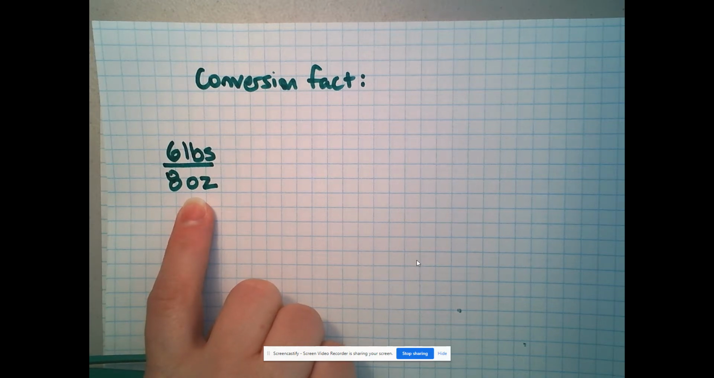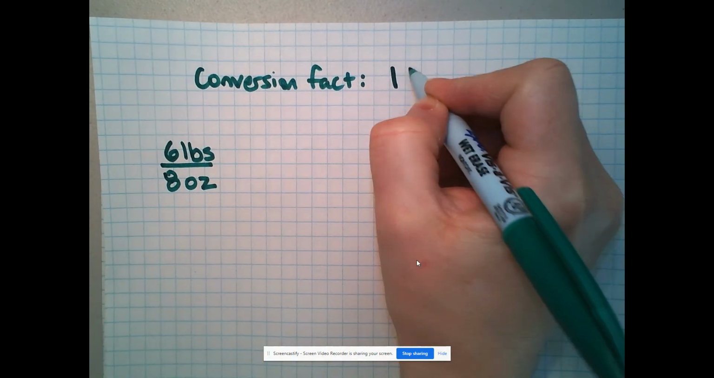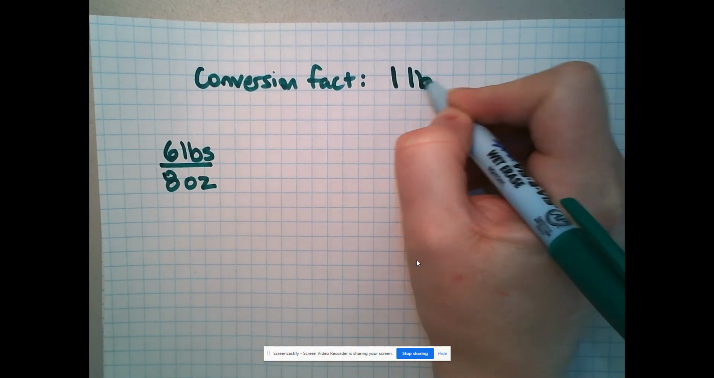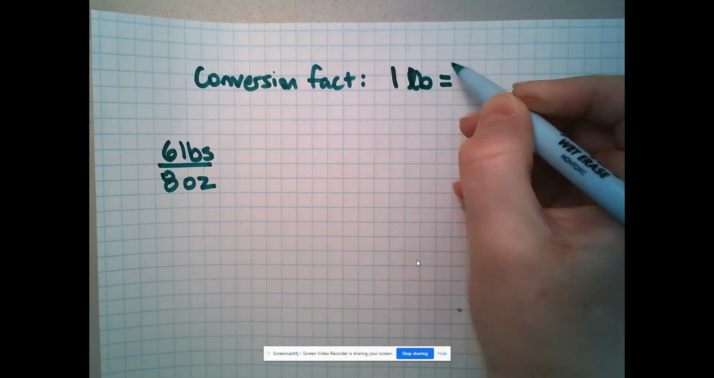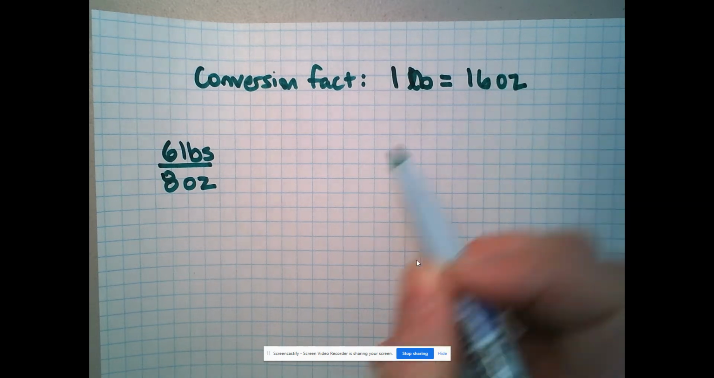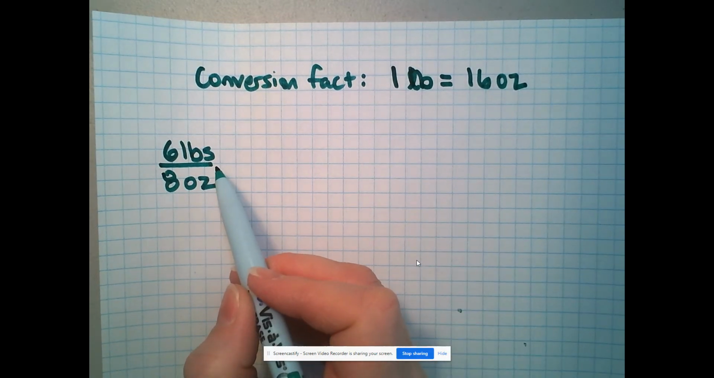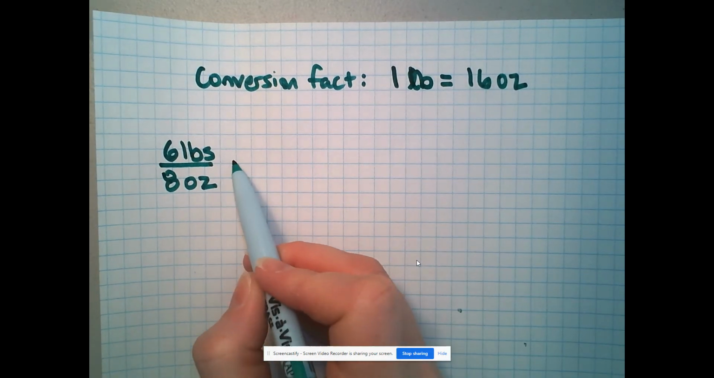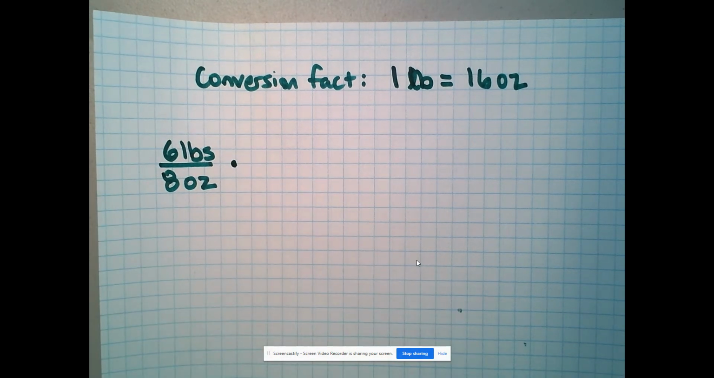And I want to know what's that ratio regardless of the units, meaning I want to get rid of the units or so that they have the same units. So the first thing I need to do is say, well, what's the conversion fact for pounds and ounces? I know that 1 pound, that's pound like LB, is equal to 16 ounces. So I'm going to look at the fraction that's here and notice that pounds are on top.